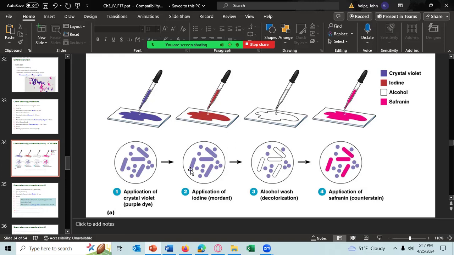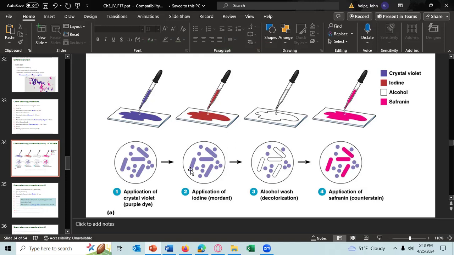The reason is because the Gram's iodine complexes with the crystal violet, making a larger molecule or complex in the cell. And so the cell will show up a little bit more intensely. You have to have a really keen eye to notice that. But the color is slightly different too. It's a little more purple.